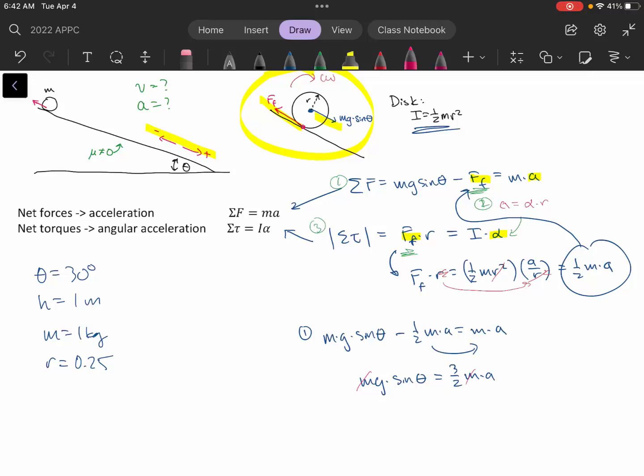And let's see, well, I guess mass could still cancel out then. Never mind that last line. So if we go ahead and multiply by 2 and divide by 3, we'd have the acceleration of the object would be 2/3 g sine theta.